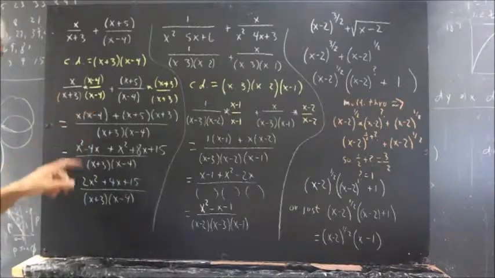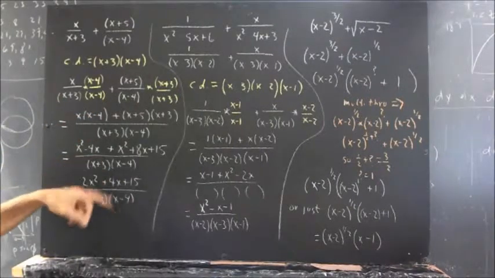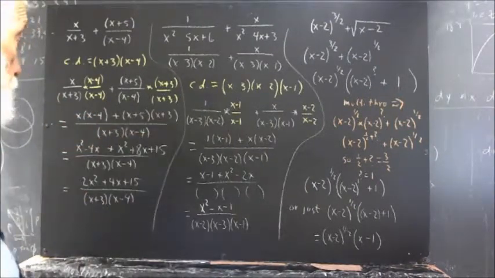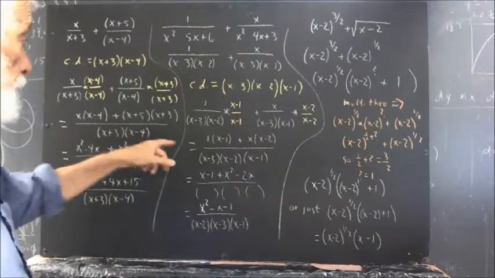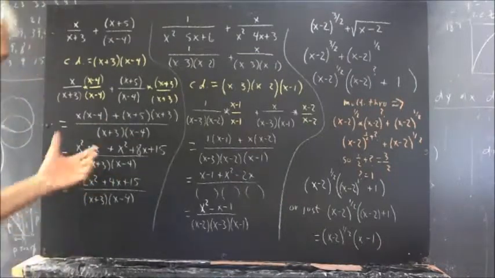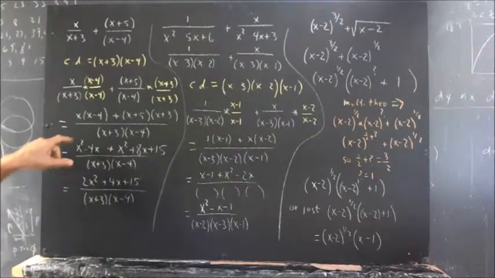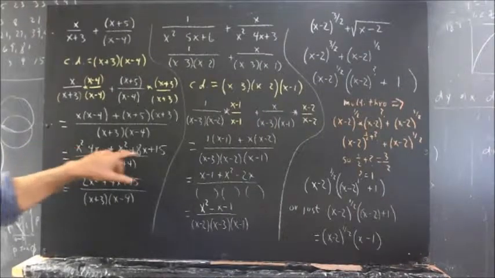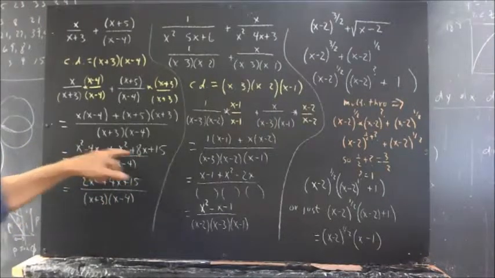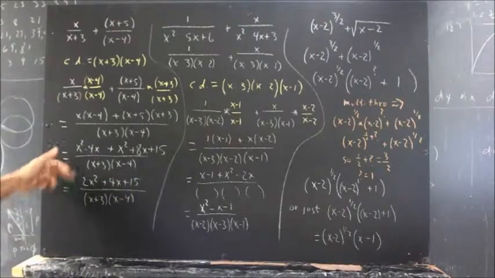So we now have this, and then we just expand and simplify the numerator. X times x minus 4 gives us x squared minus 4x. X plus 5 times x plus 3 gives us x squared plus 8x plus 15. And adding that, we get x squared and x squared, 2x squared, negative 4x and 8x gives us 4x, and we have our 15. And there we have it.